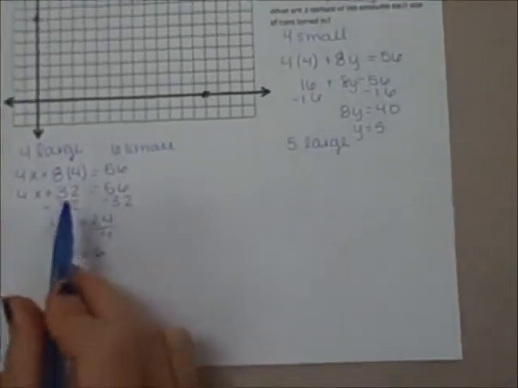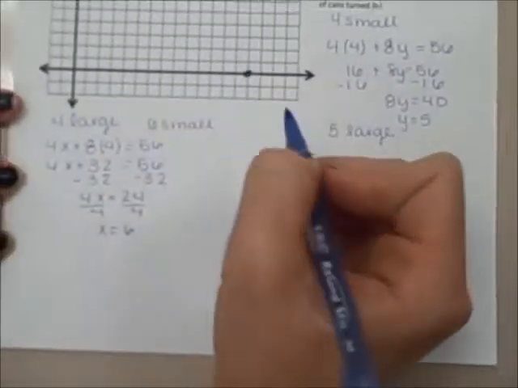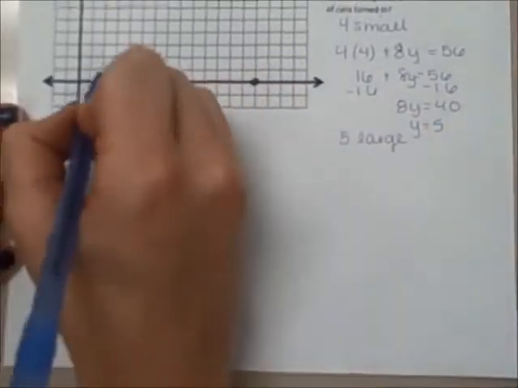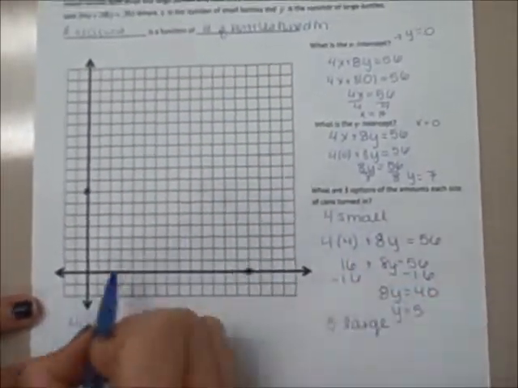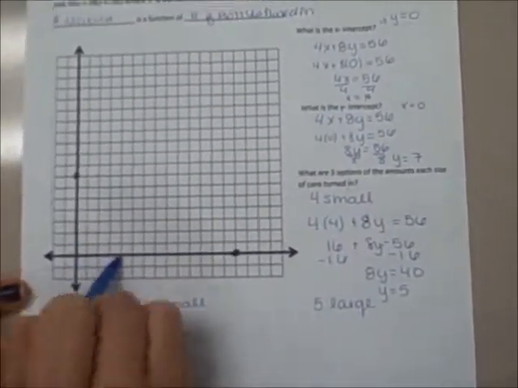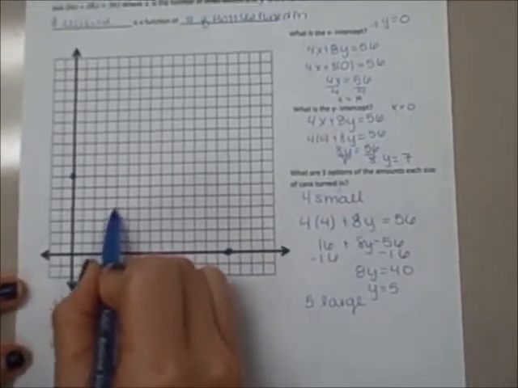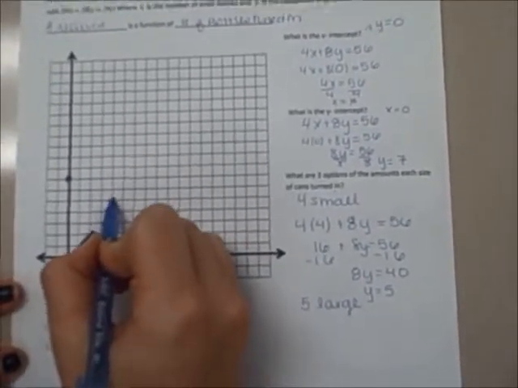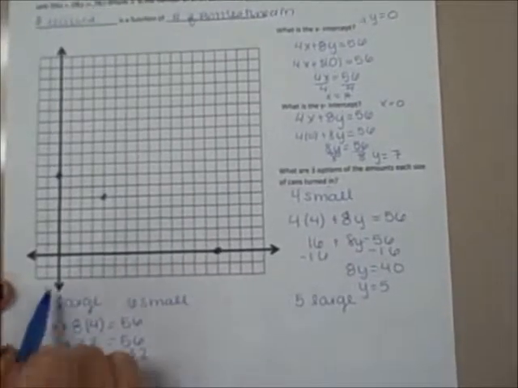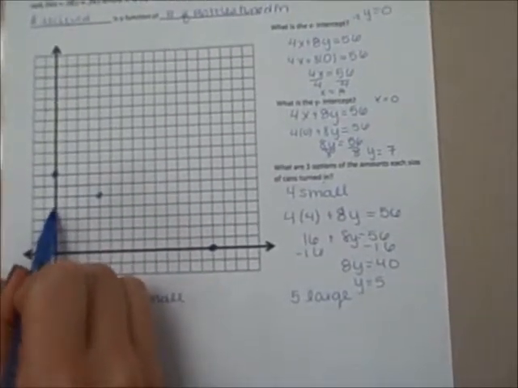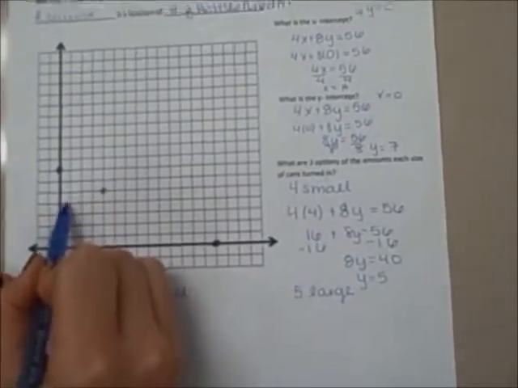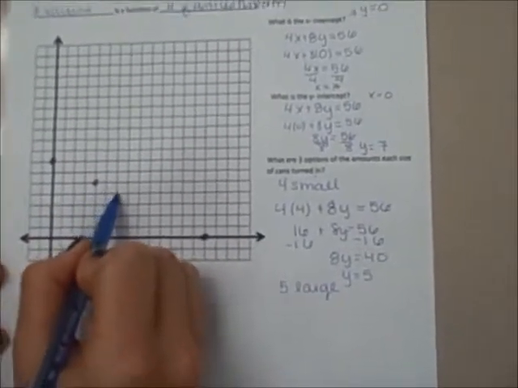We can also go up and graph these on our coordinate plane. We have 4 small, 1, 2, 3, 4. 5 large, 1, 2, 3, 4, 5. 4 large, 1, 2, 3, 4. 6 small, 1, 2, 3, 4, 5, 6.